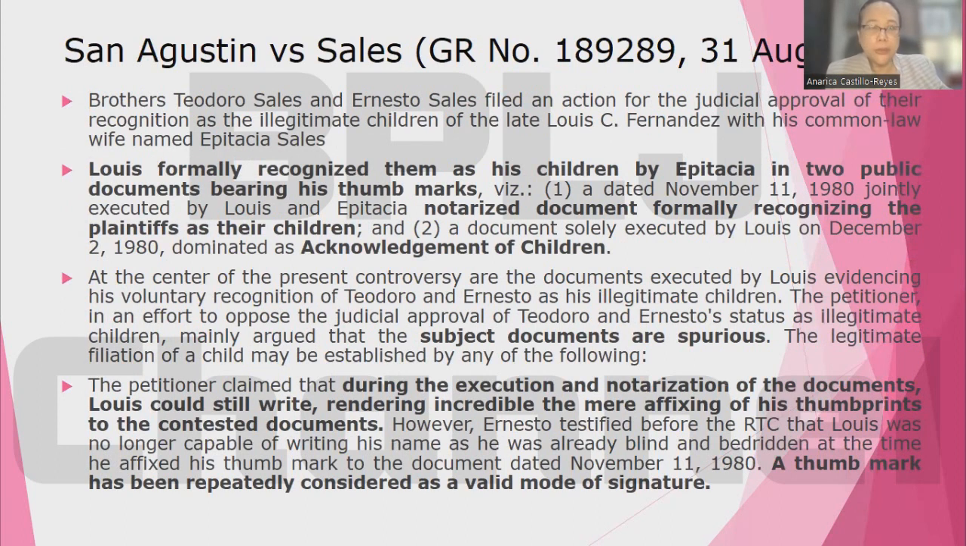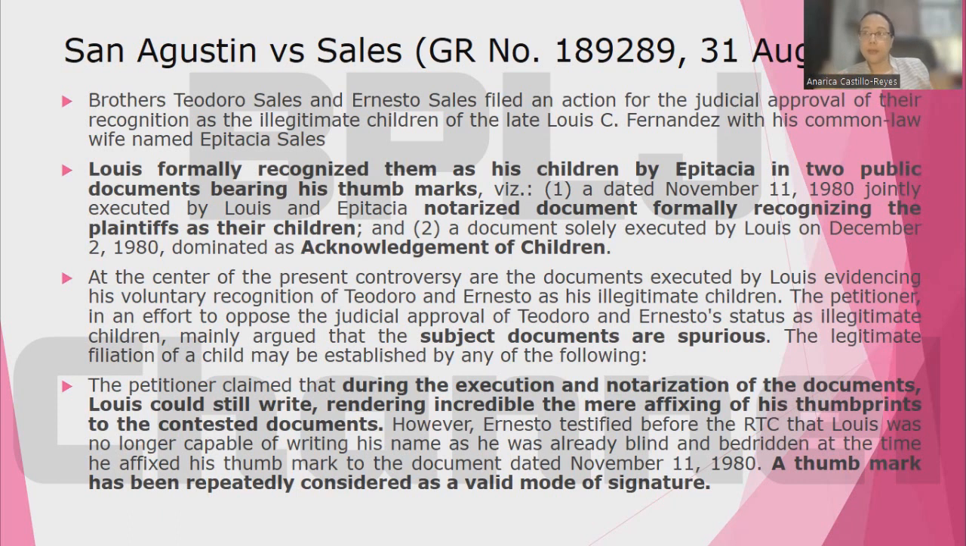San Agustin versus Sales. So in this case, Luis formally recognized brothers Teodoro and Ernesto as his children in two public documents bearing his thumb marks. Okay, first, a notarized document formally recognizing the plaintiffs as his children, and a document solely executed by Luis, denominated as acknowledgement of children.